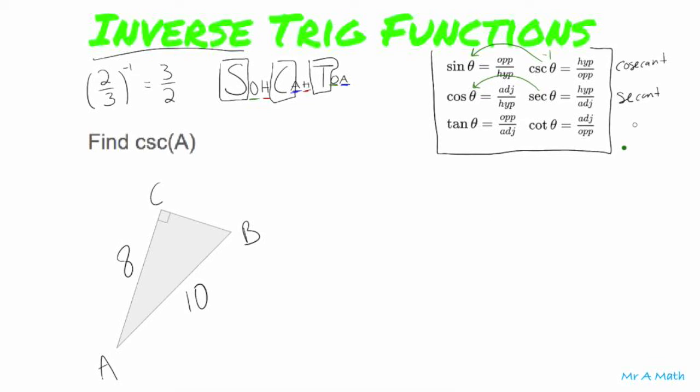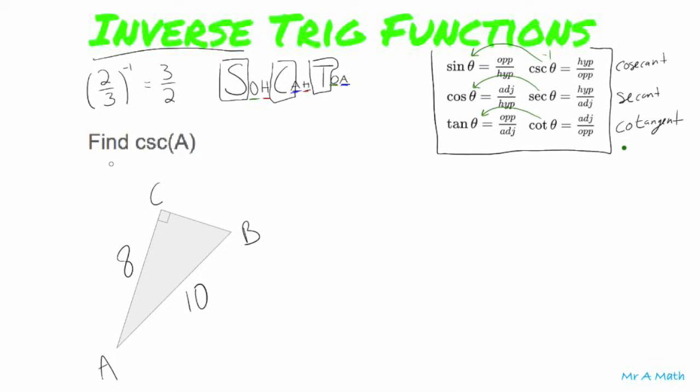And finally, if you're picking up on the pattern, maybe you see where this is going, but COT stands for cotangent. And cotangent is the inverse of tangent. So since tangent is opposite over adjacent, cotangent is going to be adjacent over opposite. So if I know how to find sine, cosine, and tangent of a triangle, I already know what cosecant, secant, and cotangent are going to be just by inverting those values. So let's look at an example.